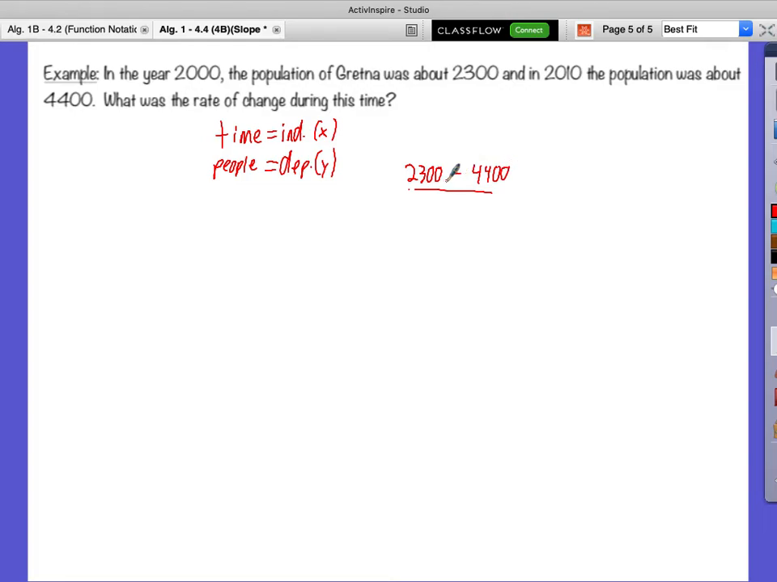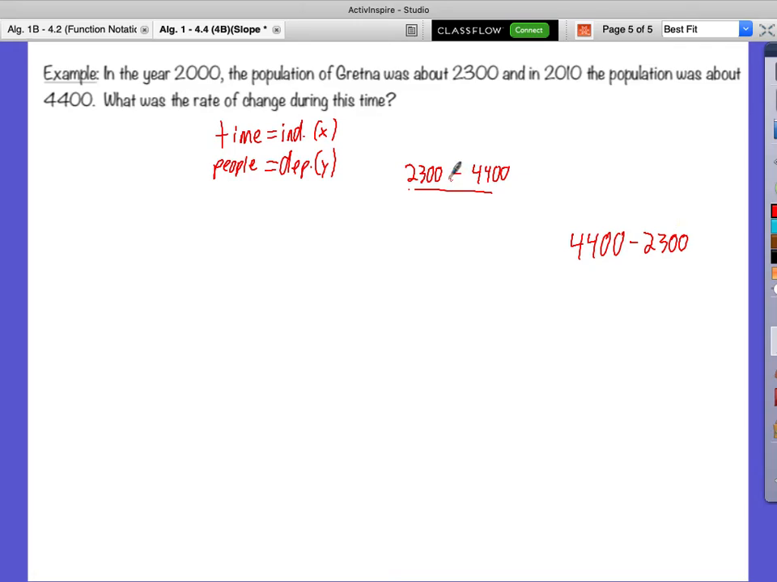Now we could put these in either order, couldn't we? So would we maybe prefer a different order? What order might we prefer, Ben? 4,400 minus 2,300. It's not that the other one's wrong, but this one might be easier for us. I think we'd rather think of it this way, big minus small rather than small minus big, okay?